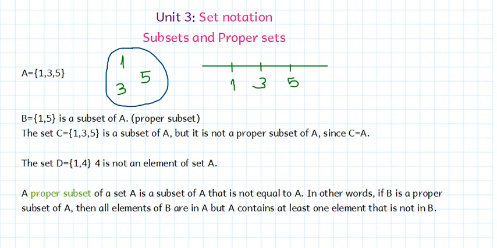Okay, so a subset is defined as a set that contains the same elements as the set A. For example, B is a subset of A. Why? Because the elements 1 and 5 are also elements of set A.